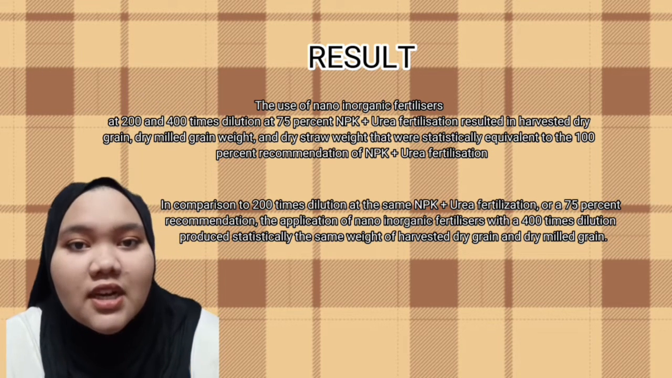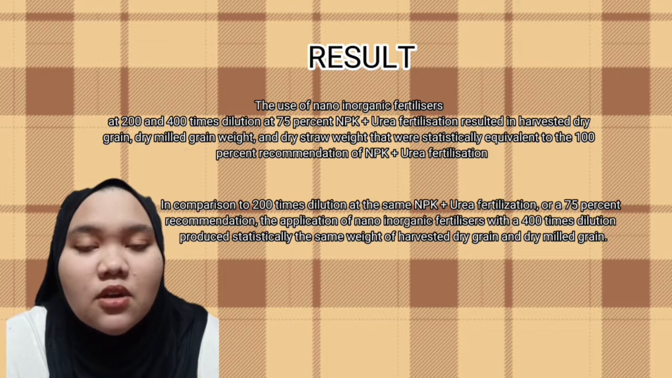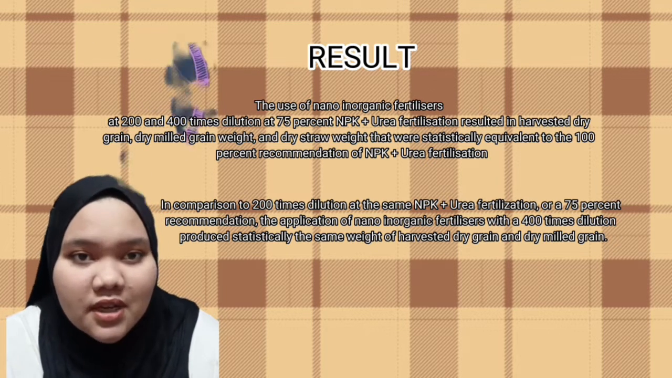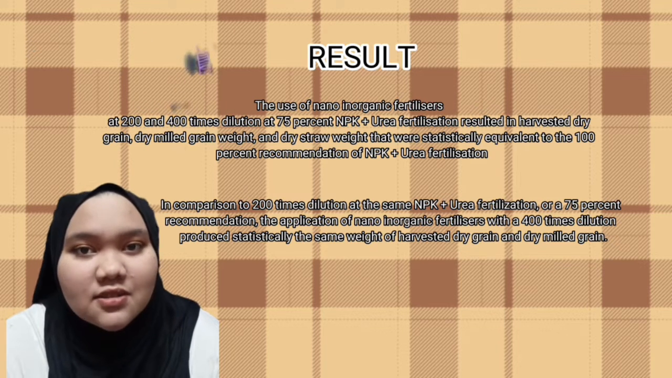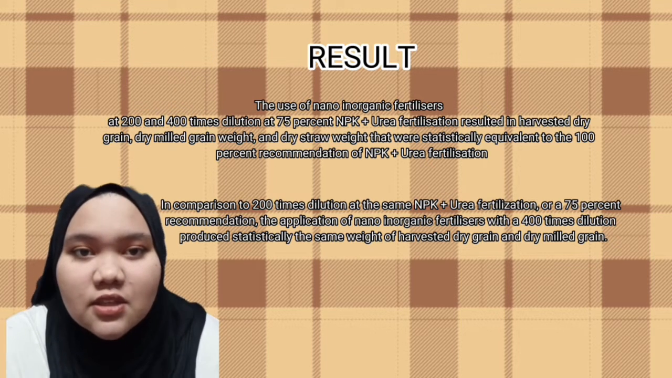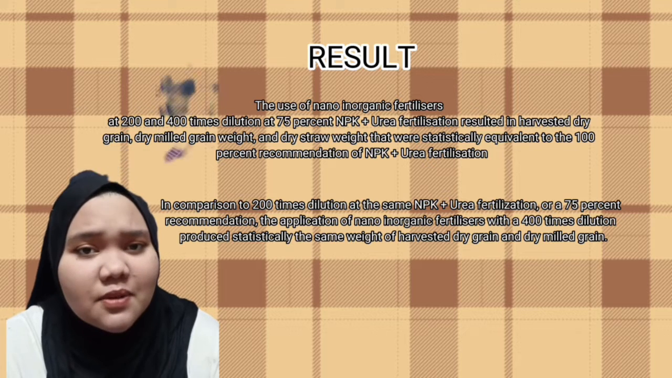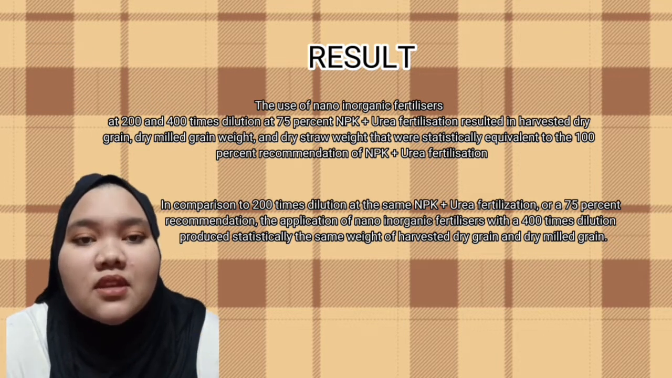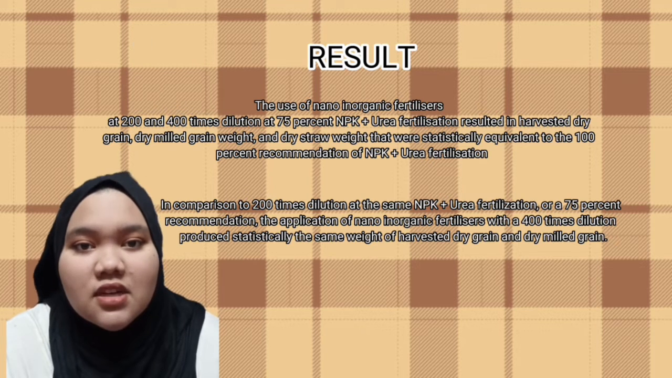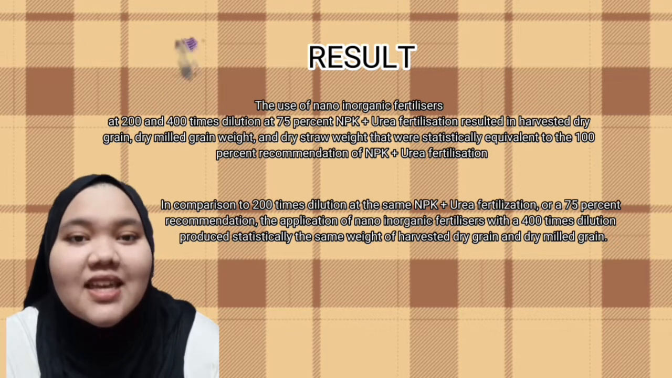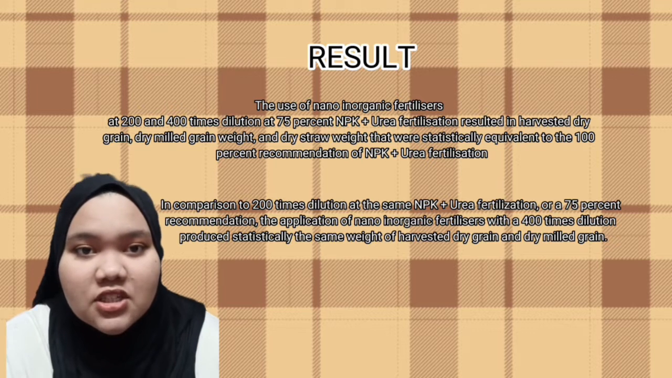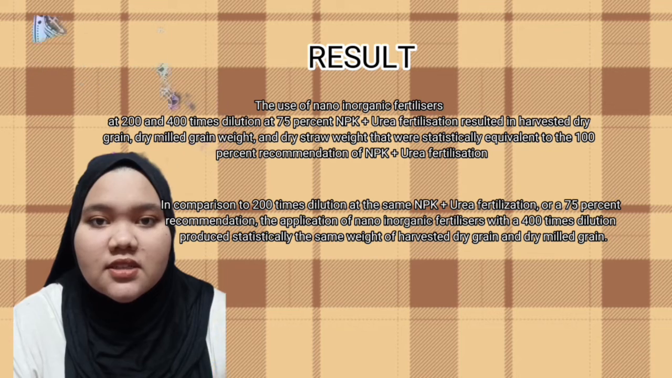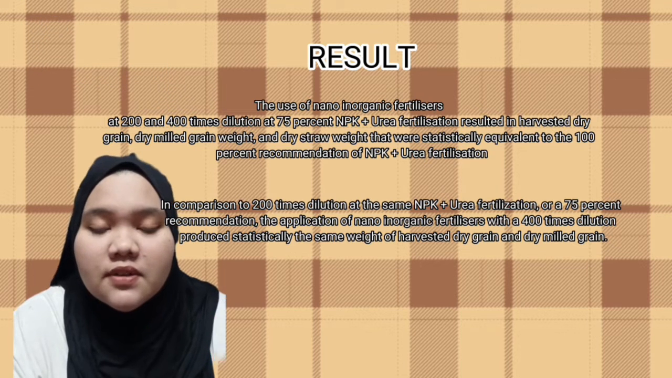The use of nano inorganic fertilizer on rice plants in the absence of NPK and urea fertilization did not increase the weight of harvested dry grain, milled dry grain, or dry straw. The use of nano inorganic fertilizer at 200 and 400 times dilution with 75% NPK plus urea fertilization resulted in harvested dry grain, dry milled grain weight, and dry straw weight that were statistically equivalent to the 100% recommendation of NPK plus urea fertilization.